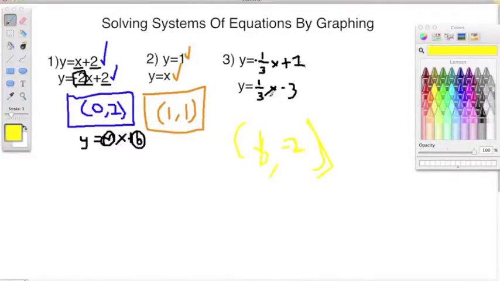And I don't have a calculator, but if you do the math you see that negative 1/3 times 6 plus 1 does in fact equal negative 2, and 1/3 times 6 minus 3 does equal negative 2. So this does in fact turn out to be the right answer.